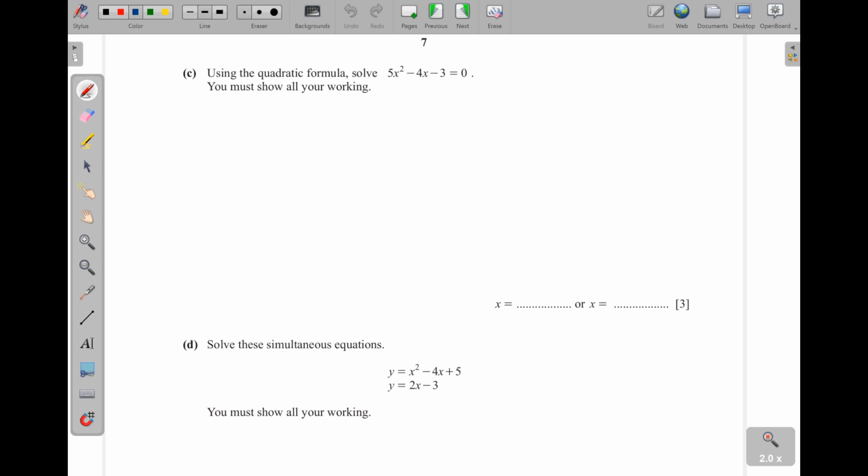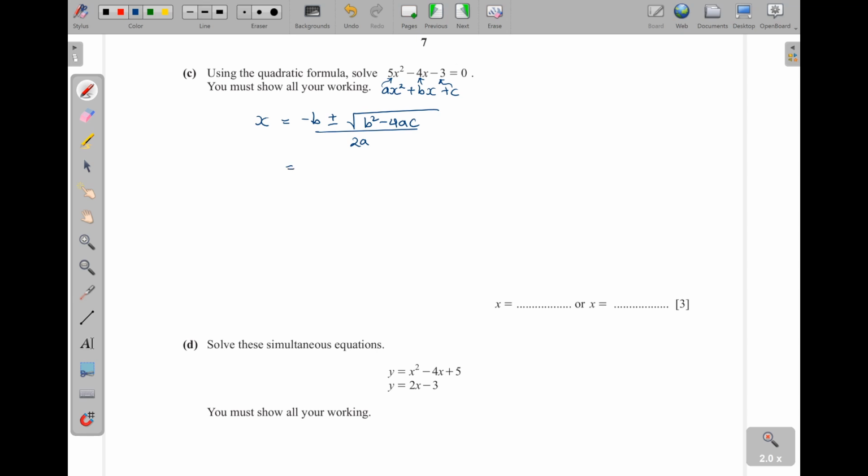Then next, part C, using the quadratic formula, solve the equation 5x squared minus 4x minus 3. So the general quadratic expression is ax squared plus or minus bx, then plus c. So that means a is 5, b is negative 4, c is negative 3. And the quadratic formula is given by x is equal to minus b plus or minus the root of b squared minus 4ac, then out of 2a.